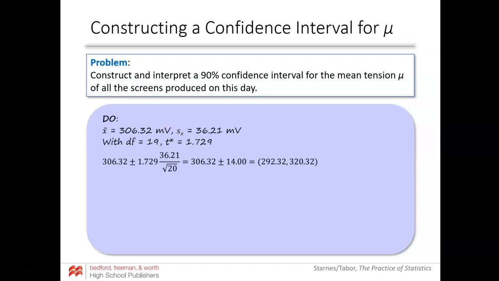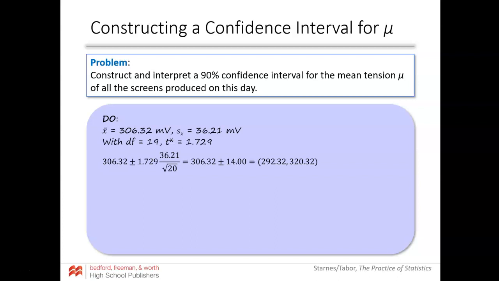So now we're going to do the work. Here we go. That's the right x bar and s sub x. So we got our sample mean, our sample standard deviation. Remember, our sample size was 20. So with degrees of freedom of 19, you can use table B and find a t star value of 1.729. If you did inverse t, you would get probably something very close to that, if not that exactly.